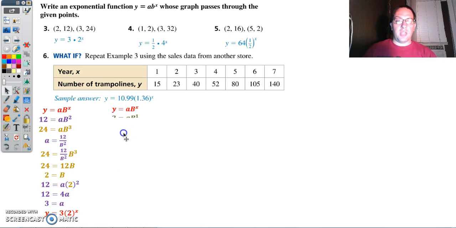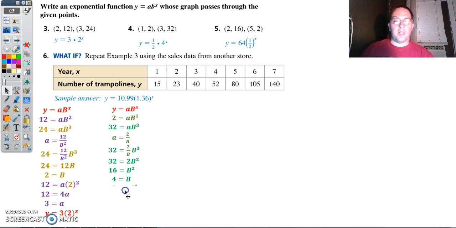Number 4 works exactly the same way. Plug the 2 points into 2 separate equations. Solve the one with the lowest exponent for a, so a equals 2 over b. Plug that in for the second equation. 32 equals 2 over b times b cubed. B cubed divided by b is b squared, so we have 2b squared. Divide by 2 on both sides, 16 equals b squared. Take the square root, b equals 4.